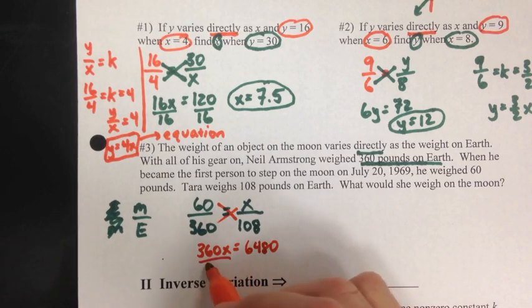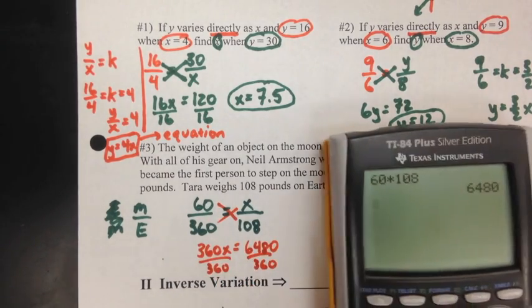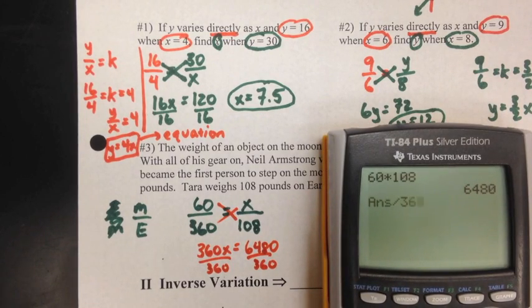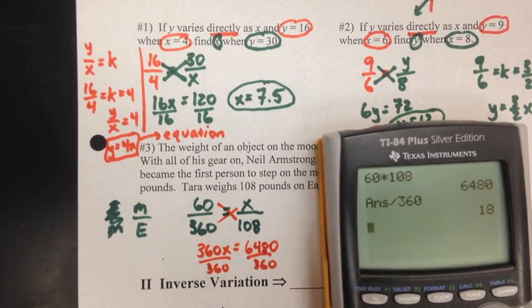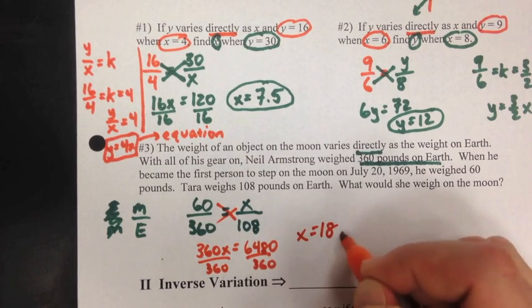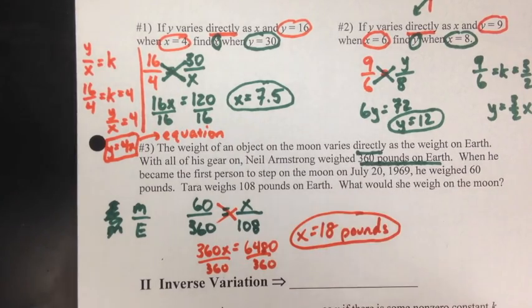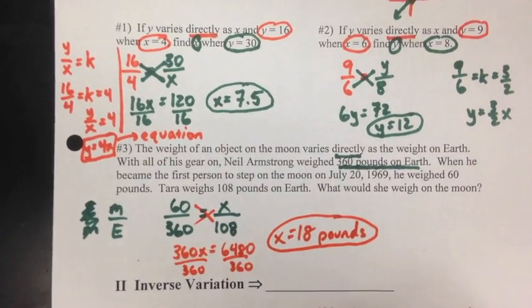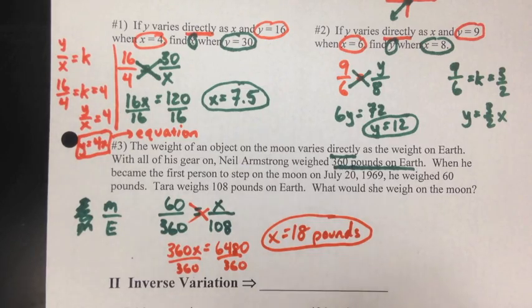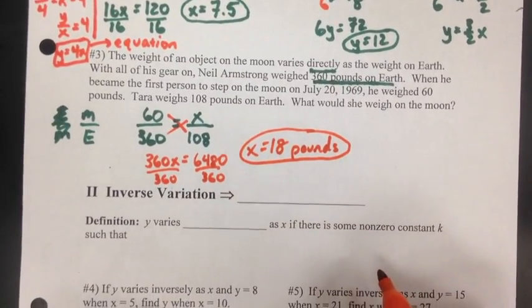And then the last step is divide by 360. Okay, I'll show you the calculator here. Divide that answer by 360 and we get 18. So her weight on the moon is 18 pounds. Direct variation, divide the variables. Direct, divide. All right, so let's look at inverse.